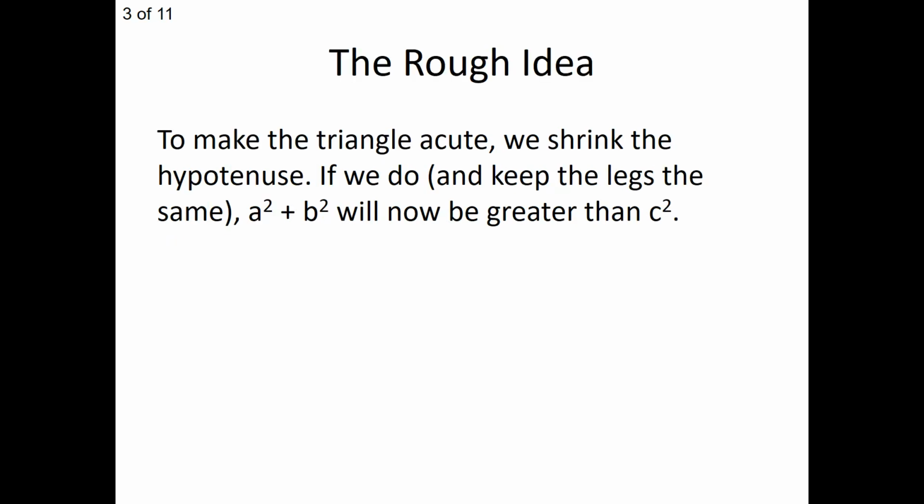Let's start with the thought of, could we determine it to be an acute triangle? Imagine we've got a right triangle. To make the triangle acute, we need the right angle to be less than a right angle, which means we need to make the right angle acute. Well, the side opposite our right angle is the hypotenuse. In other words, we're going to take the hypotenuse and shrink it, because when we shrink it and leave the legs the same length, the angle opposite that hypotenuse is now going to be an acute angle, which means now we have a squared plus b squared is going to be greater than c squared. So that's the rough idea leading us into our first Pythagorean inequality.